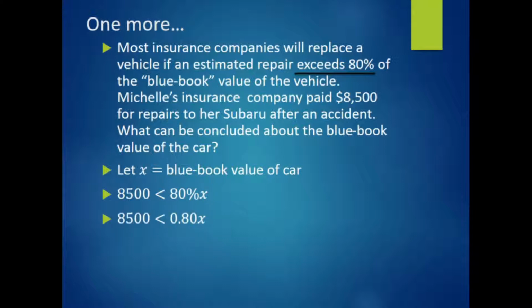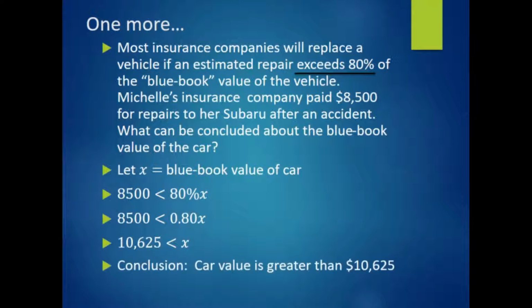Replacing 80% with its decimal equivalency and then solving for x, we'll divide both sides by 0.8, leaves us with x is greater than 10,625. So the conclusion is the car value is greater than 10,625, or they would not have approved her repair work of 8,500, which is less than 80% of the value on the car.